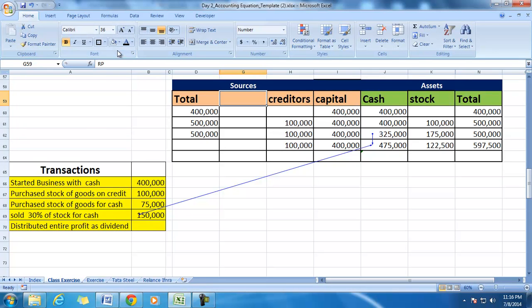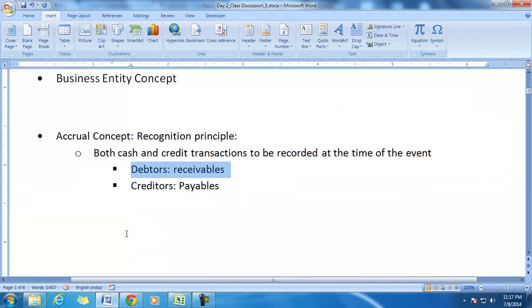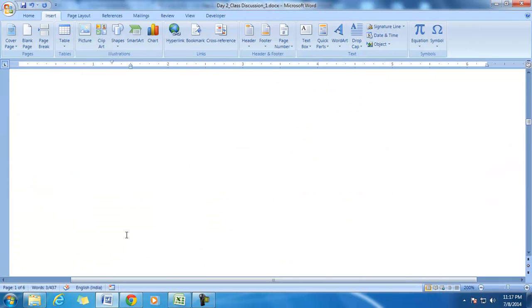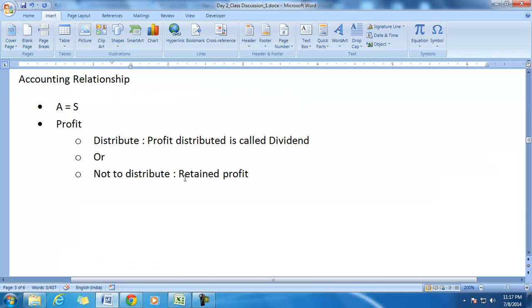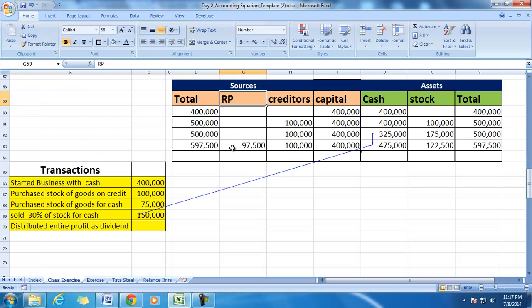So the balancing figure will be treated as a retained profit, because as on this date the company has not distributed it, so we call that a retained profit. So the total of the sources side is also 597,000. We call this a retained profit because whenever there is a profit, profit may or may not be distributed. If it is distributed, it is called dividend. If it is not distributed, it is retained in the business, and that becomes a retained profit, which is the case here.